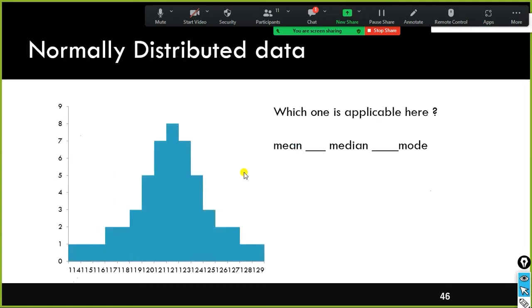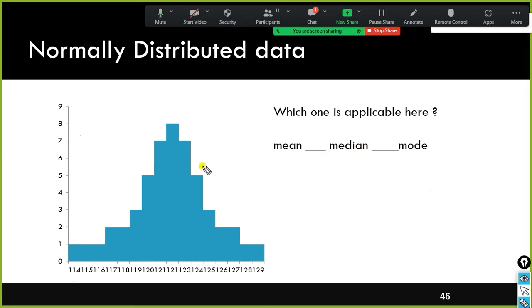Okay, now you tell me what is the answer for this. Let me see how many of you paid close attention. With this, I'm going to wrap up. Don't worry. So, which one is applicable? Mean, dash, median, dash.